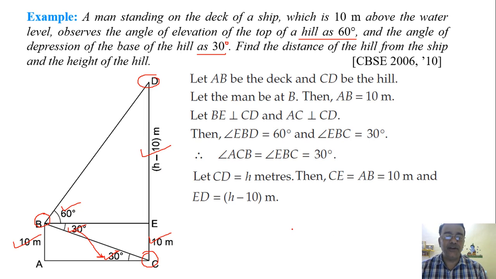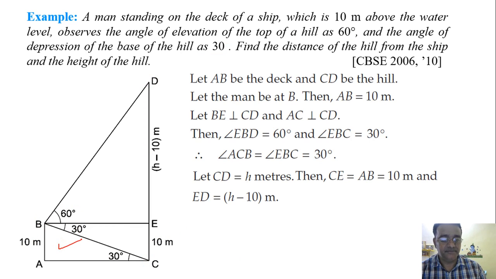Okay, so now we are going to take the two right triangles. First right triangle I am going to take this one, CAB. You can use cot or tan, both. So I am using cot. So cot 30 degrees equals adjacent upon opposite. So what we will get, AC upon AB.